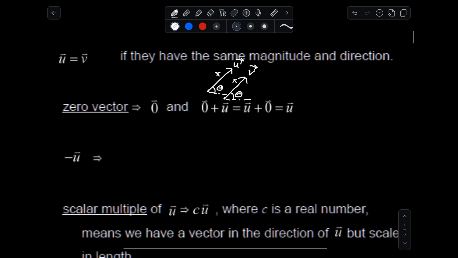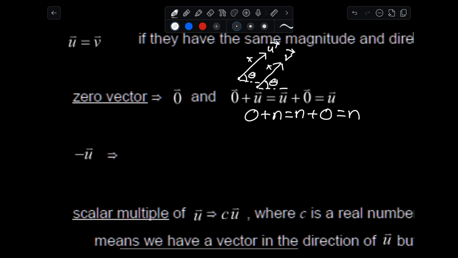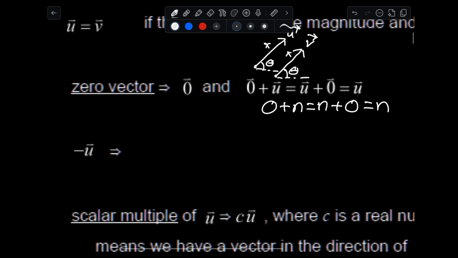And then we have the 0 vector. This is where it says that the vector is 0 and 0 plus u equals u. This is kind of similar to scalars, where we can say that anything plus 0 just equals that number, right? So there are some similar properties with vectors and scalars that we can look at and understand why that is, right?